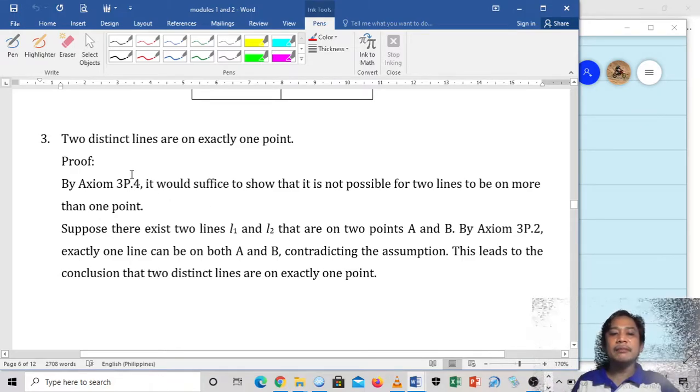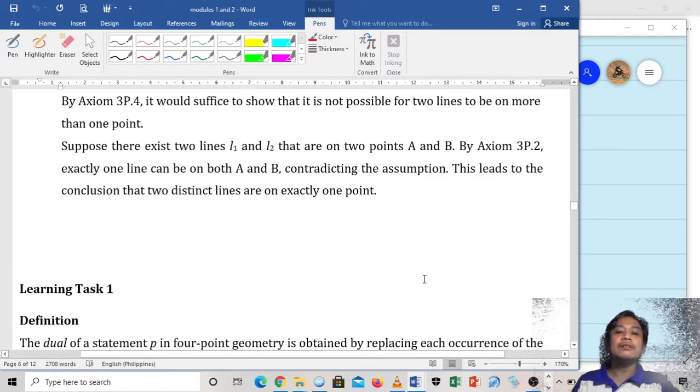Hence, by proof by contradiction, this would lead to our conclusion that 2 lines can intersect at exactly 1 point. Why? Because again, by 3P.4, it is already stated that there should be an intersection, at least 1. So there is at least 1, but there can be no more than 1 by this argument. Therefore, there can only be exactly 1 point of intersection.